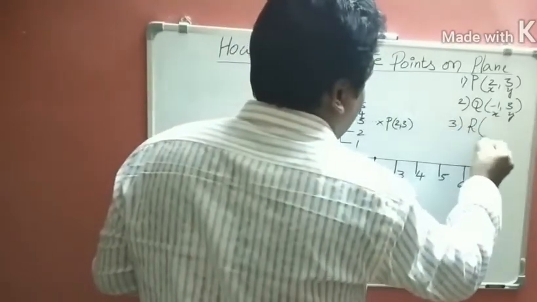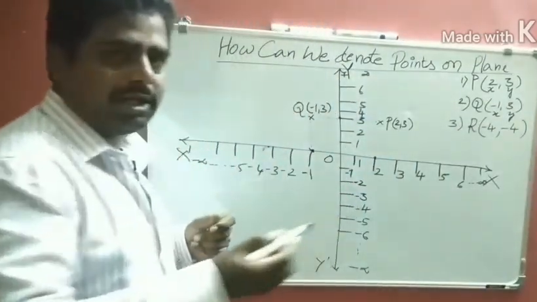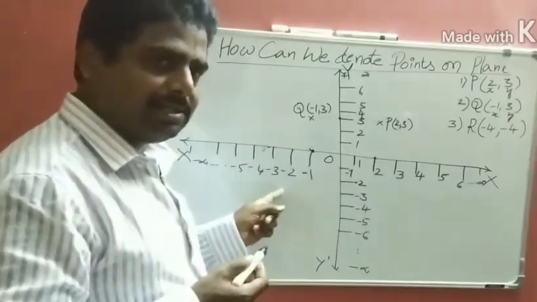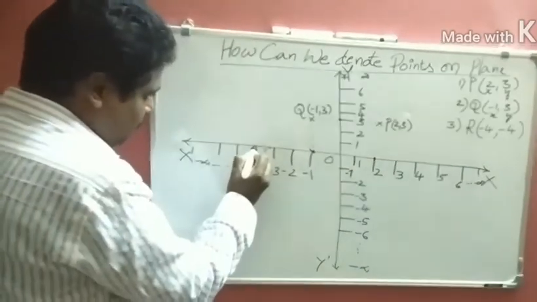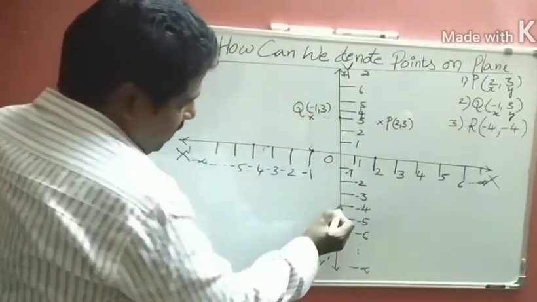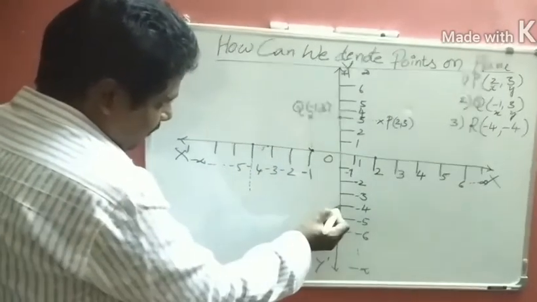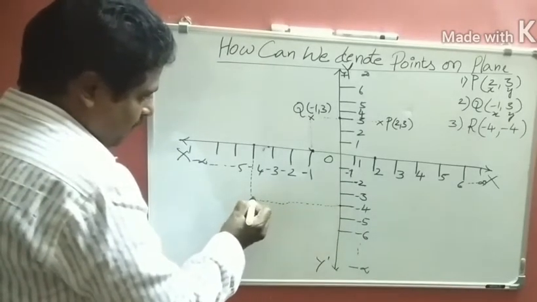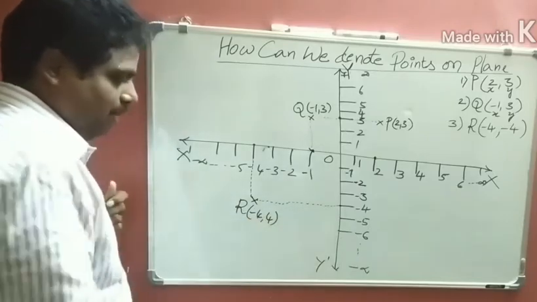Next, let us take another point R, minus 4 comma minus 4. Both are negative. Since both are negative, that point should lie in Q3. Understand? So in Q3, let us take x is equal to minus 4. Put a dot here. Y is equal to minus 4. Put a dot here. From minus 4 onwards, coming downward. From here, minus 4 onwards, coming to the left side. Where are both intersecting? Both are intersecting here. So here we have a point minus 4 comma minus 4.